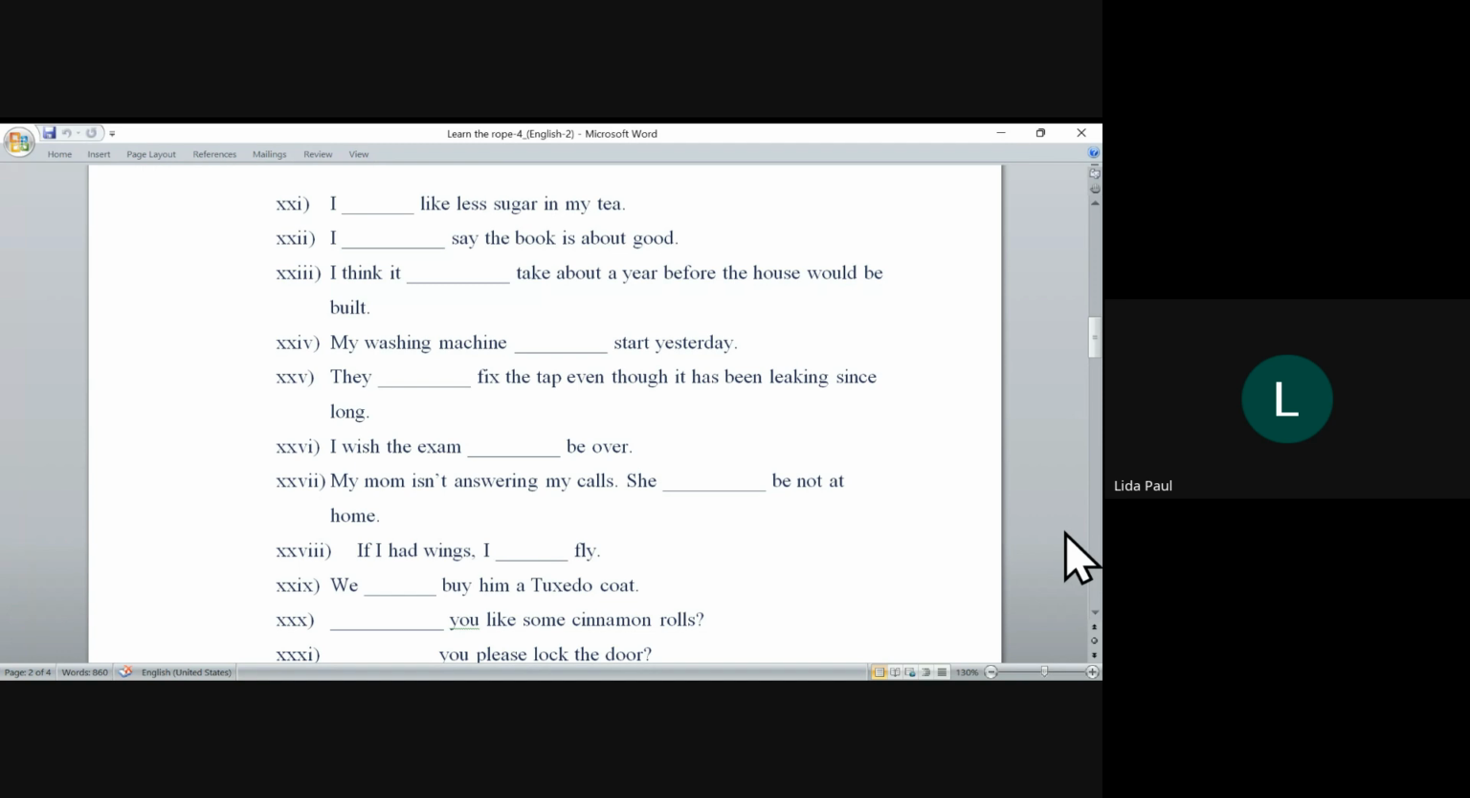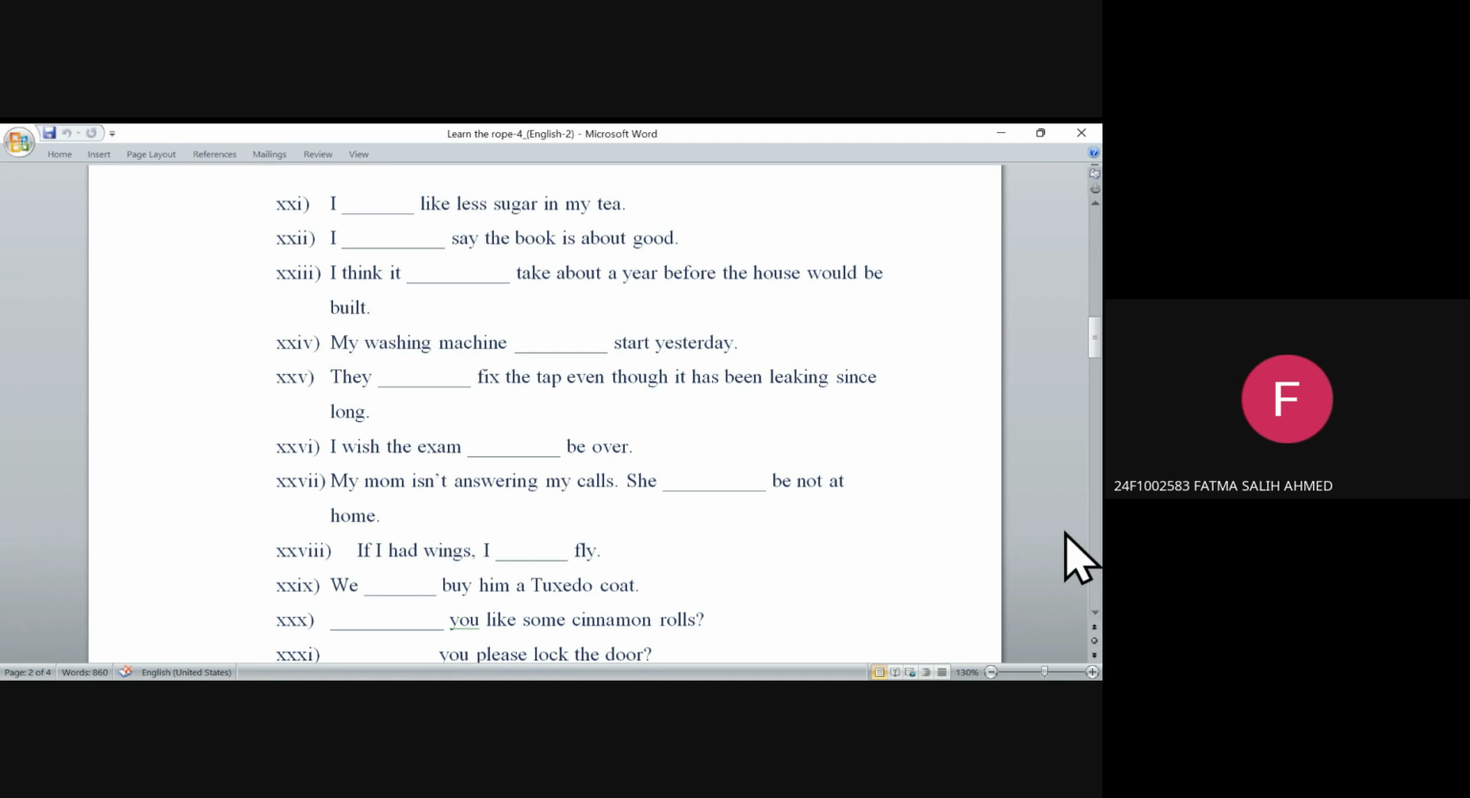If there is no indication of the degree of possibility, and you want to refer to the possibility of something in general, then the modal verb you use is could. Like in this sentence, this is a general possibility: my mom isn't answering my calls, she could be not at home. Okay, I hope that's understood. Keep that in mind. Ability: the major modal verb that you use to indicate ability is which one?